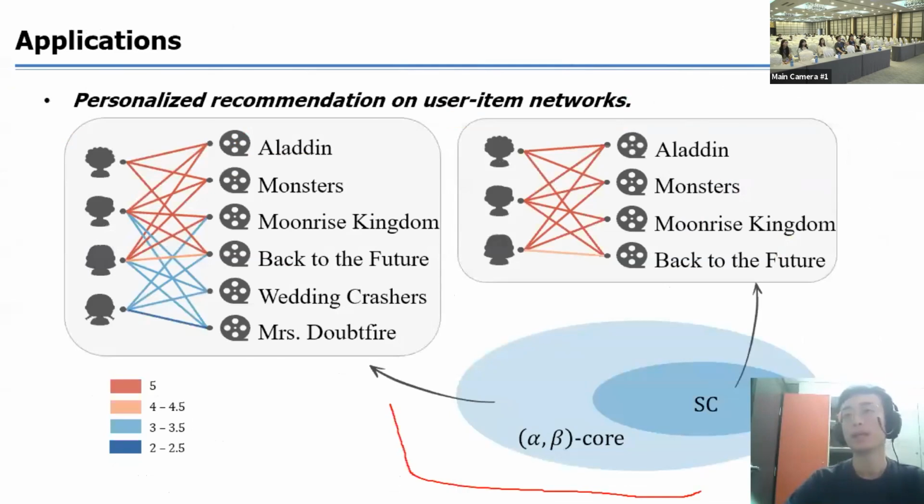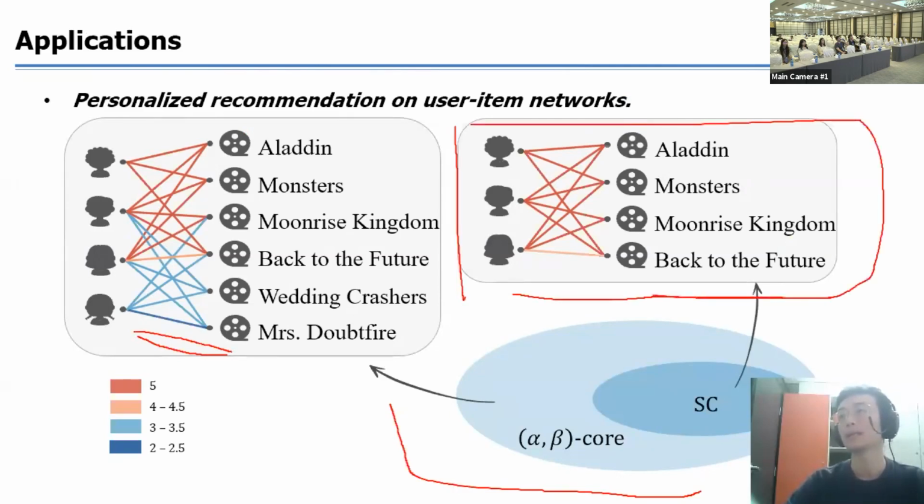By applying the significant alphabetical community model on real-world graphs, we can see here is a user movie network. The result returned by the alphabetical core model contains several low-rating edges, but the significant alphabetical community model contains a more cohesive group, which means that if we use such result to do personalized recommendation, we have higher probability to find the community of the query user.